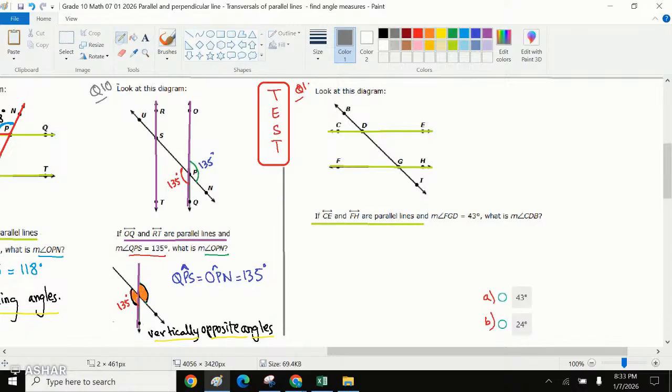So let's do this together. Question number 1 from the test says there is a pair of parallel lines, CE and FH. An angle is given to us, that is 43. I'm doing it very slowly because I'm waiting for you to answer option A or option B, right? Whereas F, G, and D, this angle was given as 43, right? What we need to find is CDB. We need to find this angle.